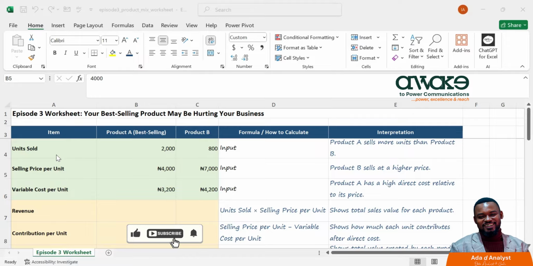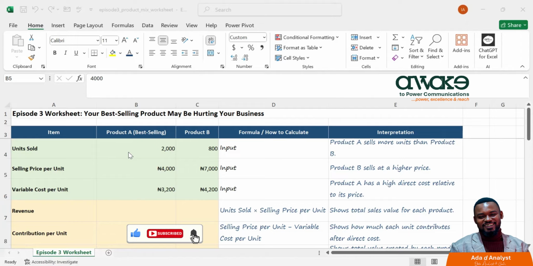We have the number of units sold for two products. We also have the selling price per unit of those products. We have the variable cost per unit of this product. If you've been following our previous episodes, by now you will know what the terminologies mean, basically what variable cost, selling price, units sold, and the rest mean. If you don't know, you could just look at our previous episode to understand what they mean.